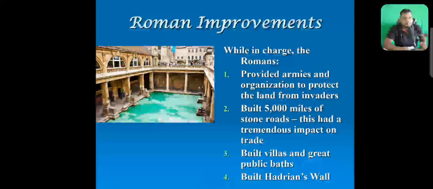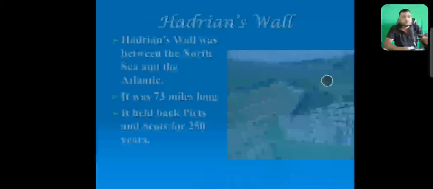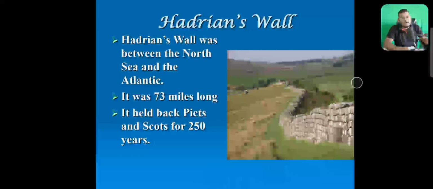Built Hadrian's Wall. Hadrian's Wall was between the North Sea and the Atlantic. It was 73 miles long. It held back Picts and Scots for 250 years. You have seen this wall; it is like a boundary, which is called Hadrian's Wall.